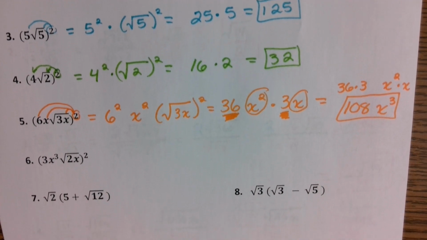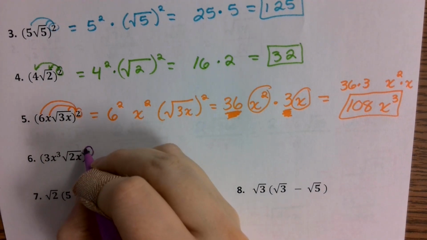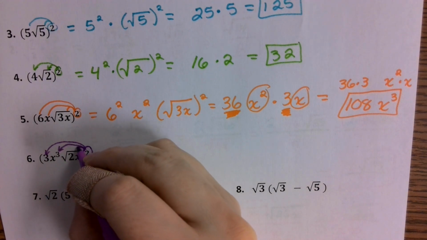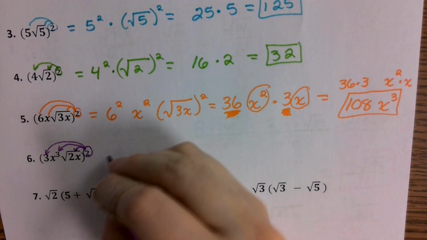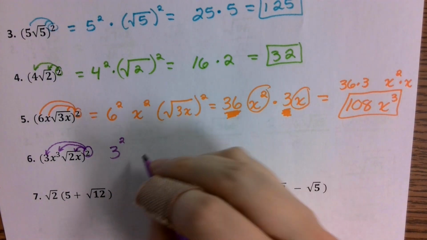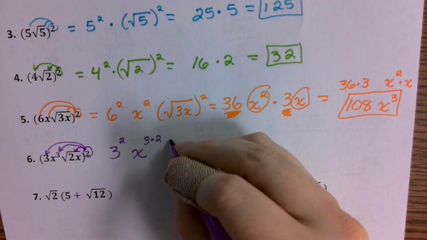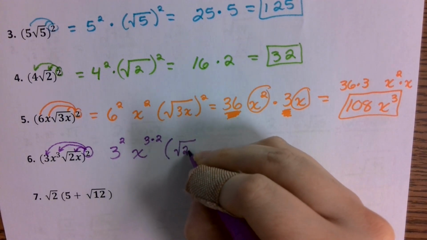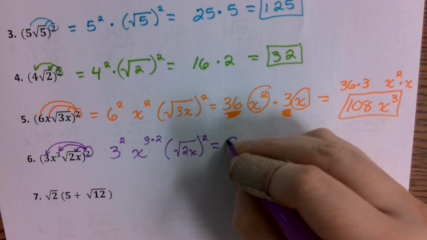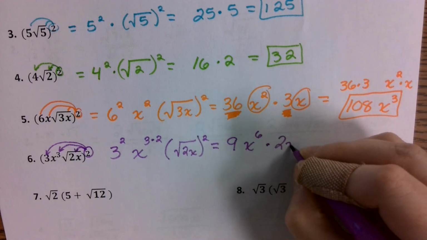Okay. Do one more real quickly. We've got this 2. We're going to distribute it to the 3, and we're going to distribute it to the x to the third and to the square root of 2x. That means we've got 3 squared. We've got x to the 3 times 2 power, and then we've got square root of 2x that is now going to be squared. That's going to become 9x to the 6 times 2x.